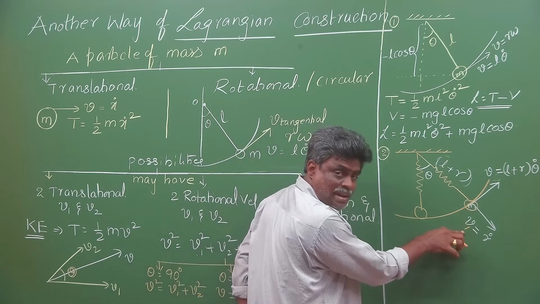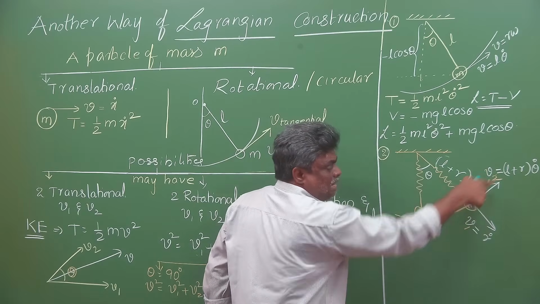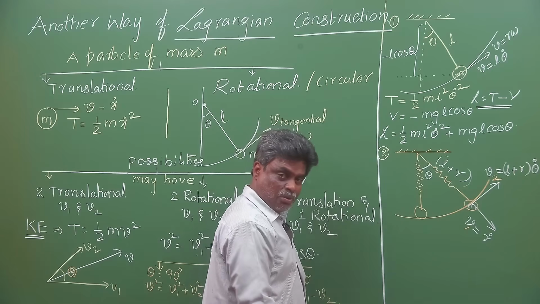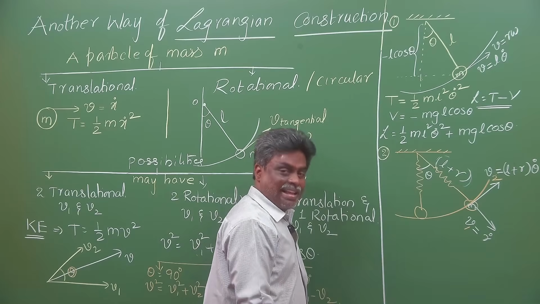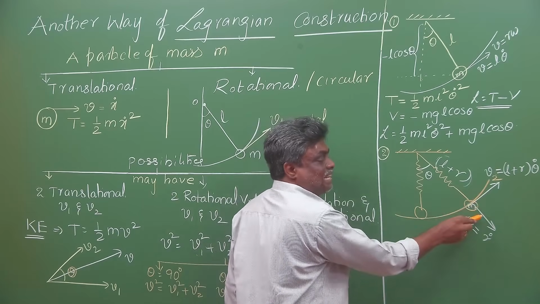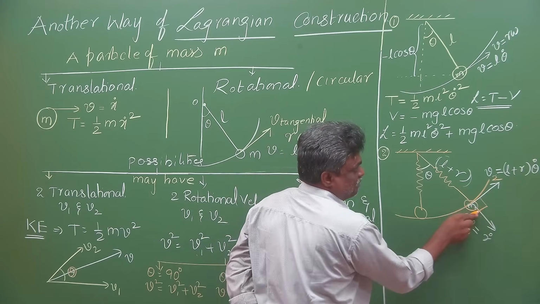Now, what is the angle between these two velocities? Shall I take this as V1? Shall I take this as V2? What is the angle between these two? How do you know? Radial. This is the tangential and this is the radial. Both are at 90 degrees. Very good. Sit down.